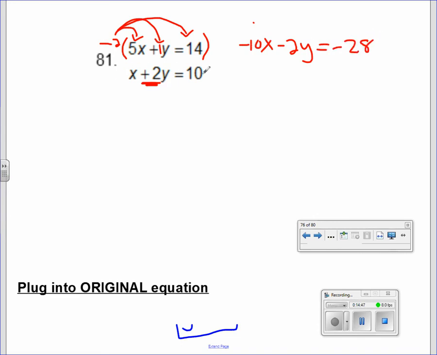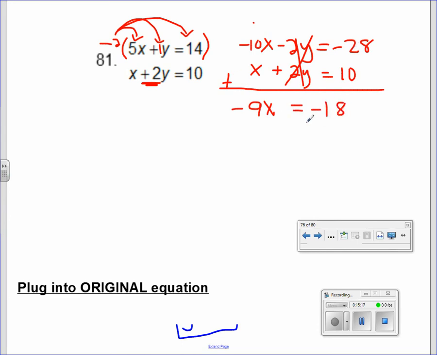Now we did not touch the bottom equation, so let's just rewrite it. x plus 2y equals 10. Draw my line underneath, put a plus sign. Now notice that negative 2y and positive 2y cancel out to 0. So those are gone. They're eliminated. Now let's bring everything down. Negative 10x plus x gives me negative 9x. Bring down the equals. Negative 28 plus 10 gives me negative 18.